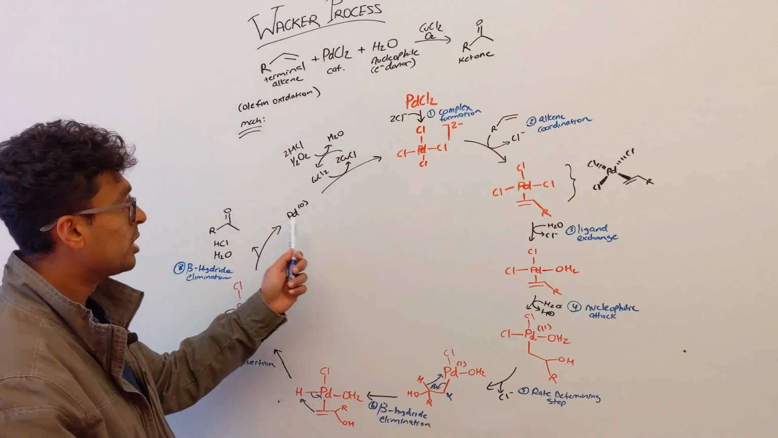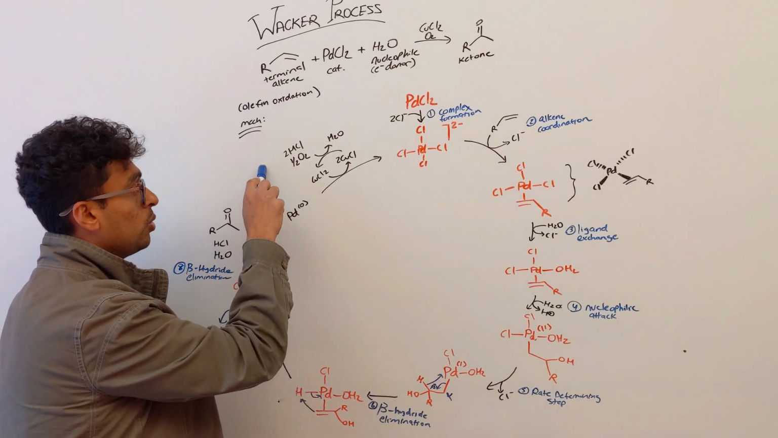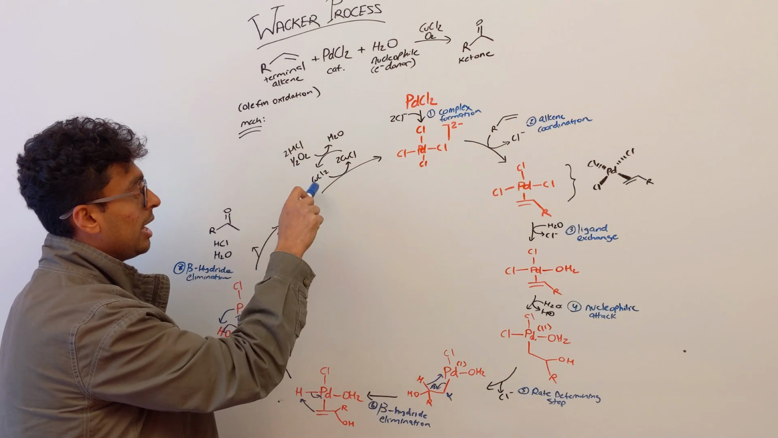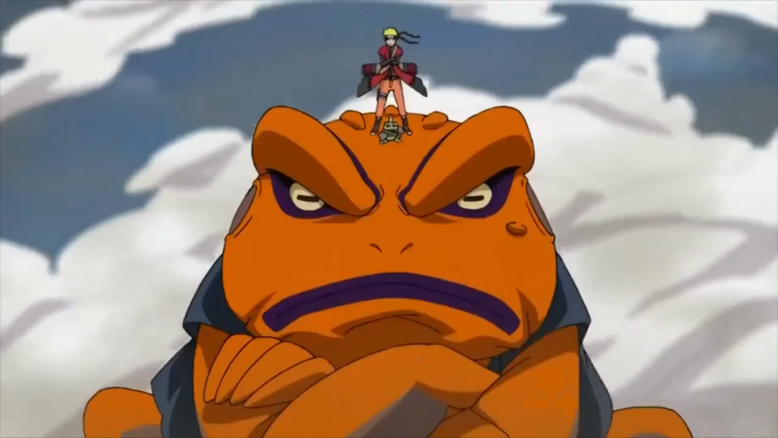So now you have to regenerate this complex back. So how do you do that? You use 2 HCl, oxygen and copper chloride, which is going to give you this complex back, and the catalytic cycle continues.